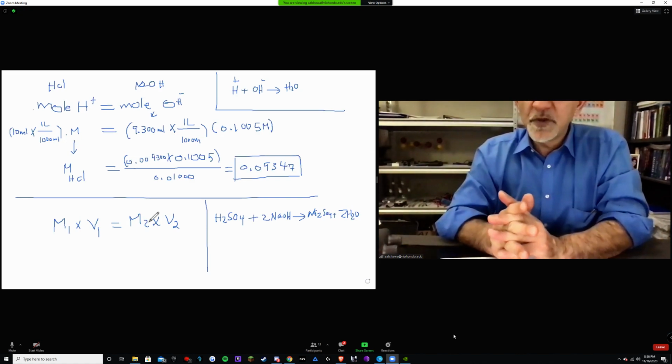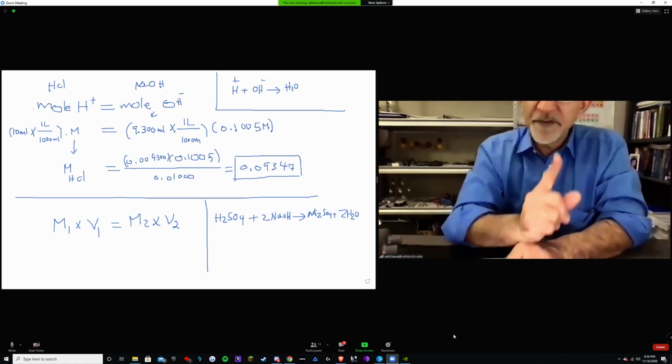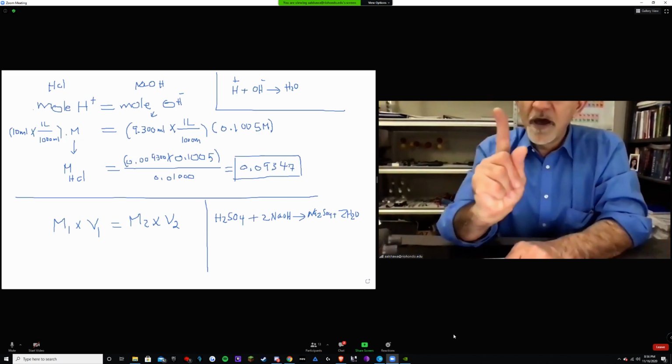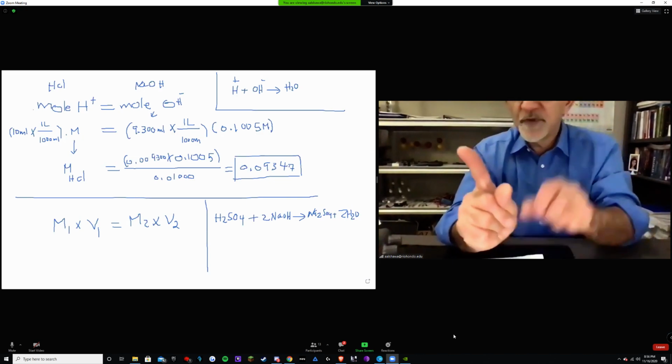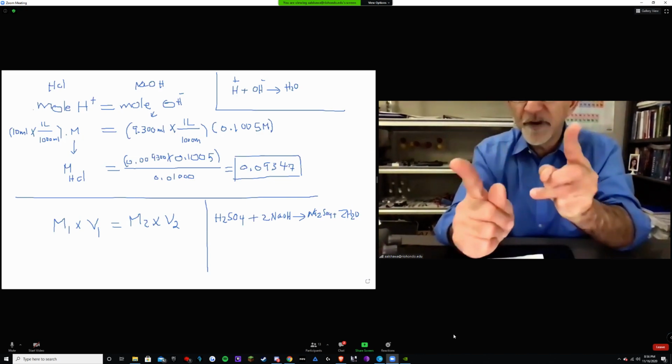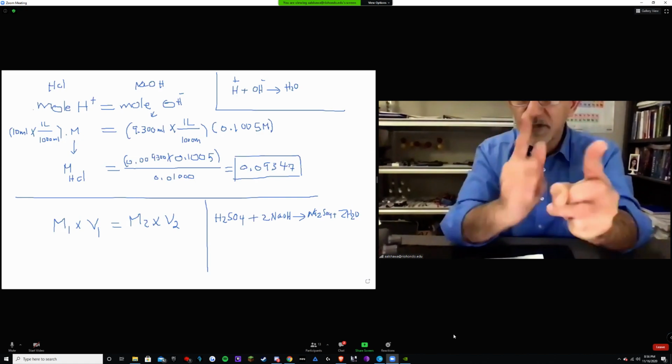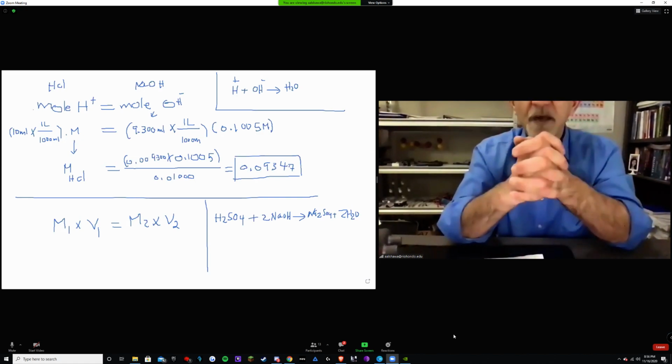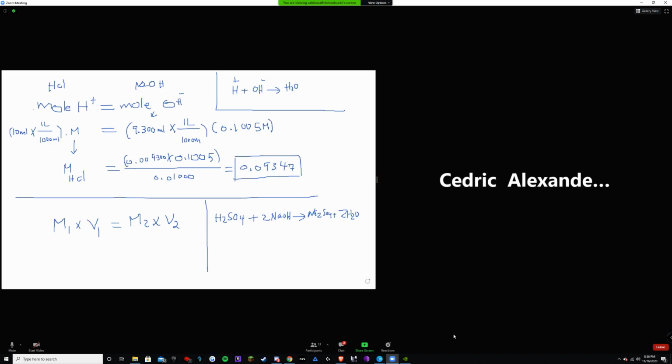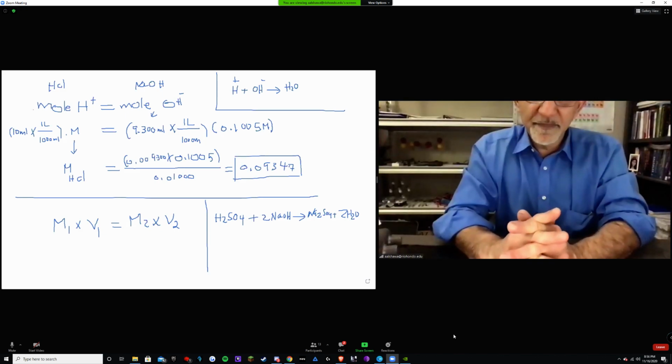So this is only used under a specific condition, if you have a mole of the acid reacting with a mole of base. If you verify that this is a 1-to-1 reaction, it becomes applicable and valid. Otherwise, M1 V1 equals M2 V2 should pretty much only work with a 1-to-1 ratio. Absolutely.